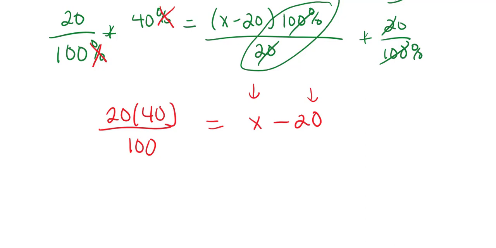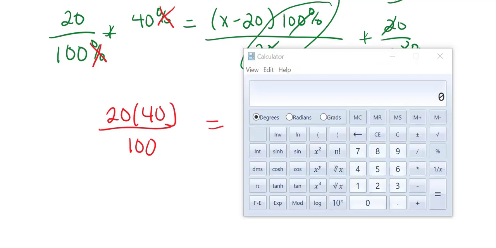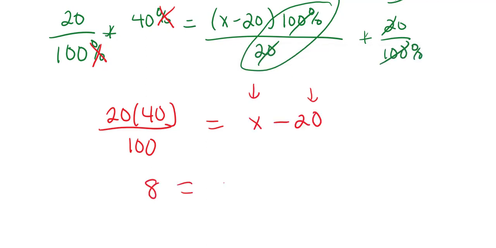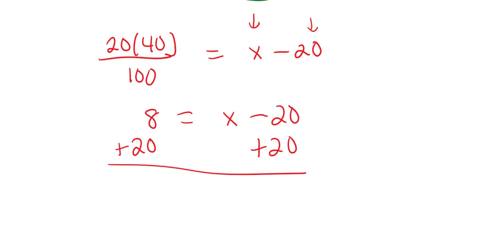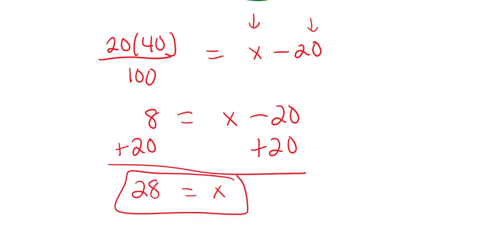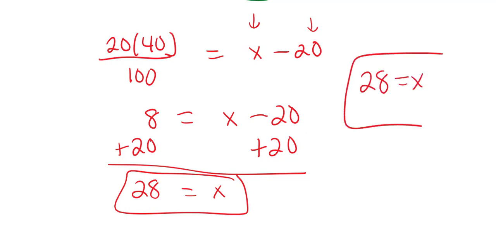Now 20 times 40, let's get our calculator, divided by 100, and we get 8. So we have 8, which is equal to x minus 20. Then to get x by itself, we go ahead and add 20 on both sides. And we're given x is equal to 28. So there's 28 babies being delivered the second week.